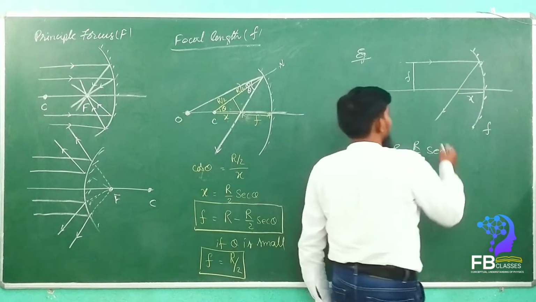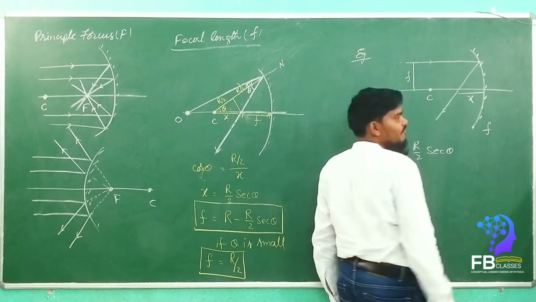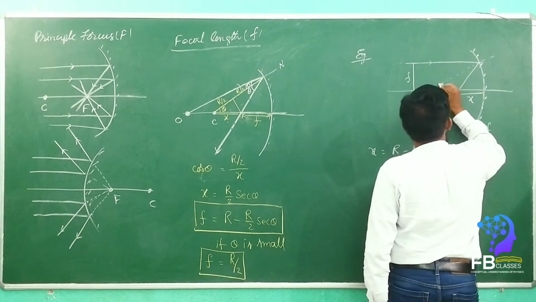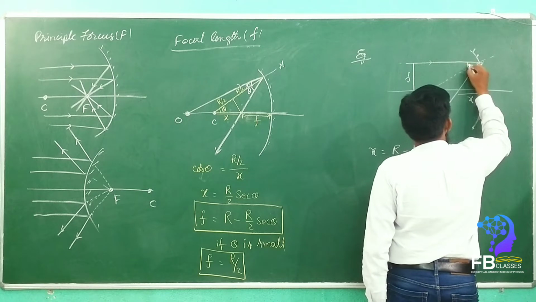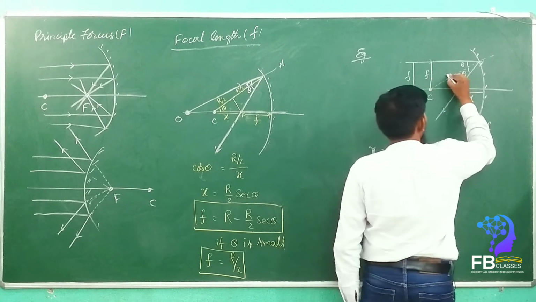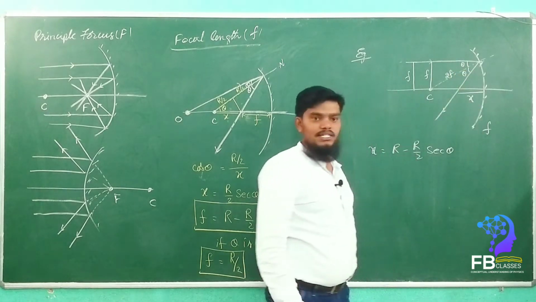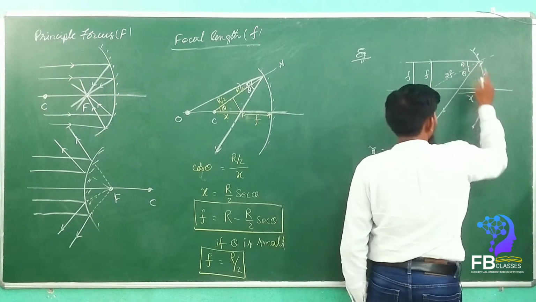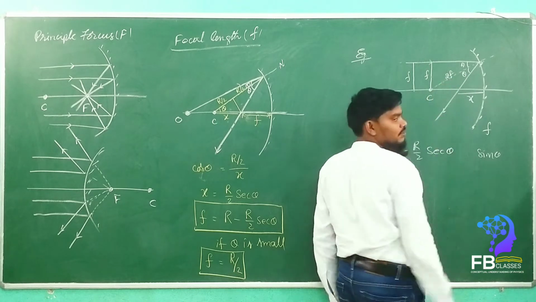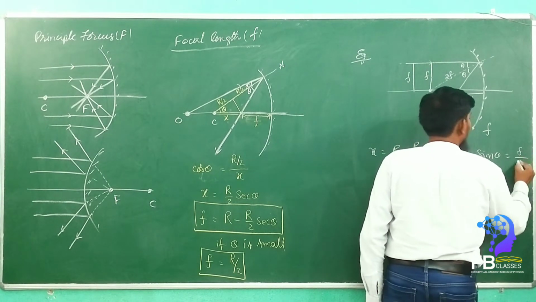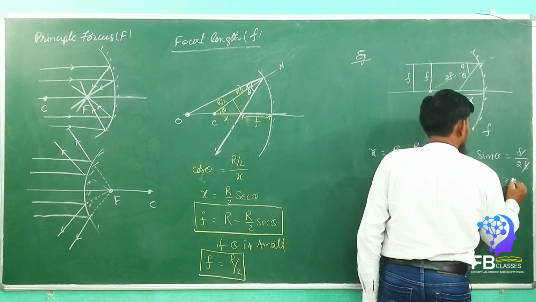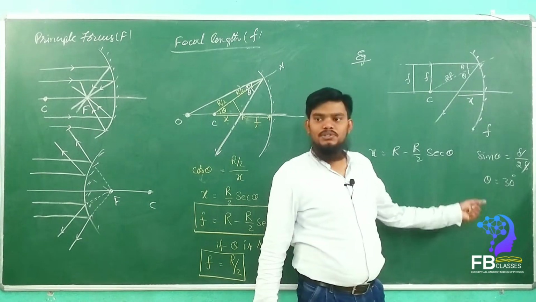How much is the theta value? It is very easy. See here, this is C, the center of curvature. So this becomes a normal. Yes or no? This is a normal. So if this is theta, this is also theta. Now see here, this is F and this is 2F. Yes or no? Now sin theta is equal to what, my dears? Sin theta is opposite upon hypotenuse. Opposite is F, hypotenuse is 2F. F gets cancelled. Sin theta is equal to 1 by 2. Theta is equal to 30.